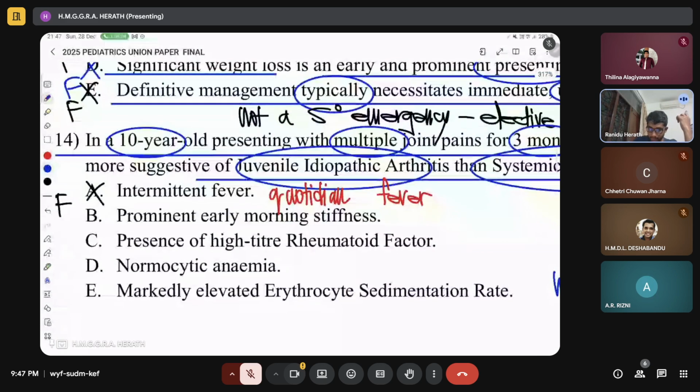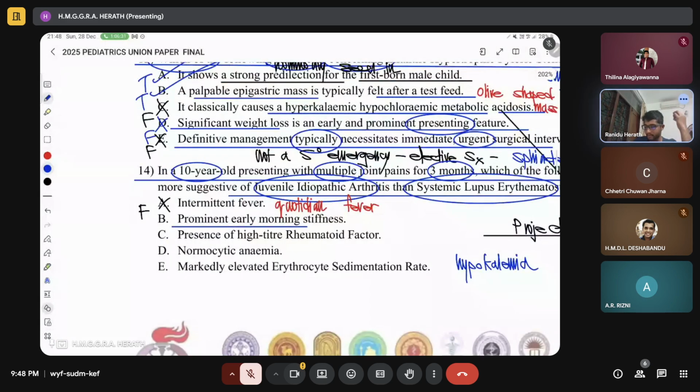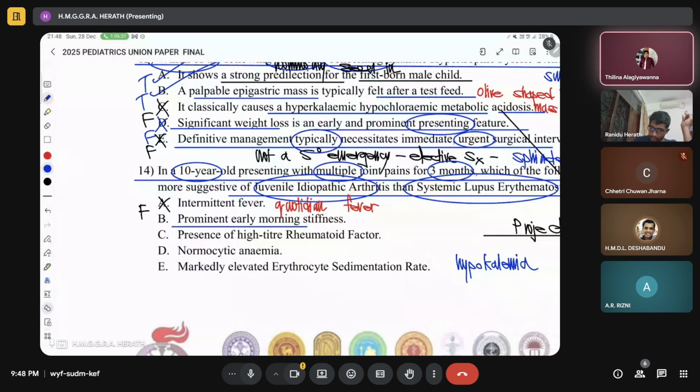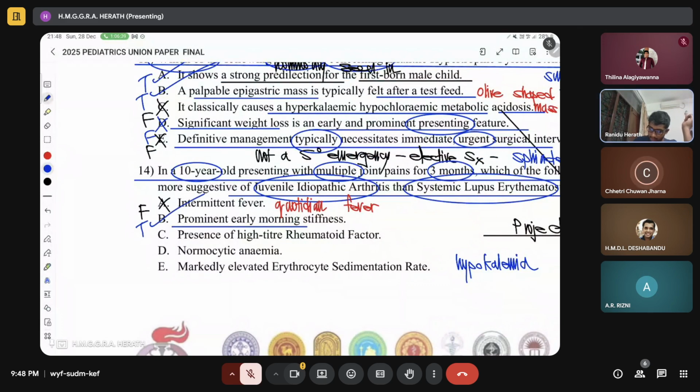Understood? Prominent early morning stiffness seen in either JIA or SLE or both? Both are inflammatory arthritis. Both. Presence of high titer of rheumatoid factor.